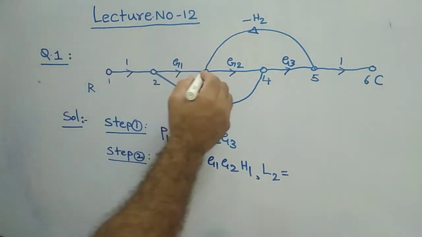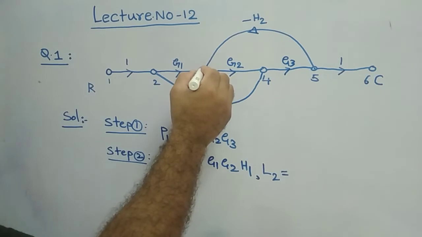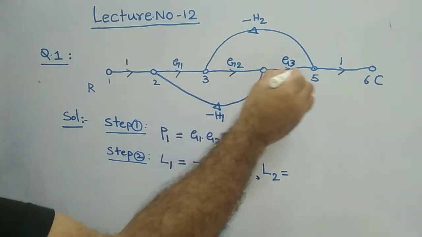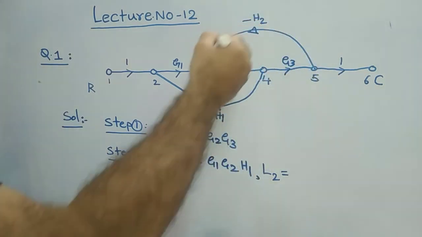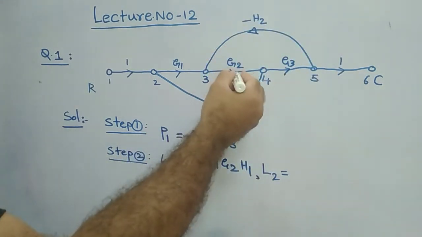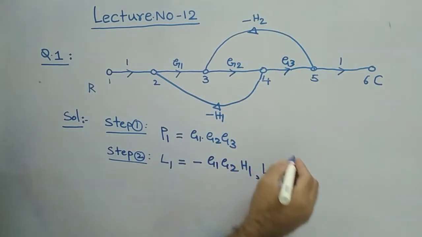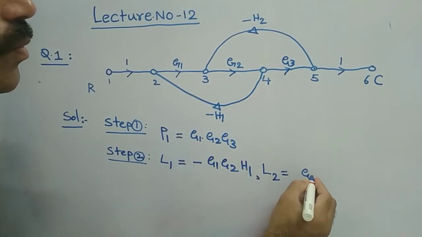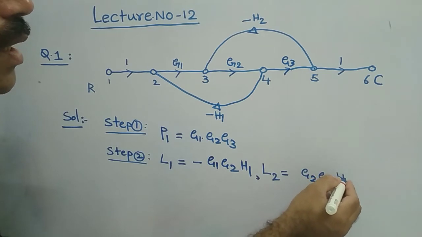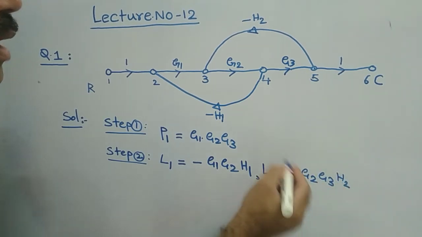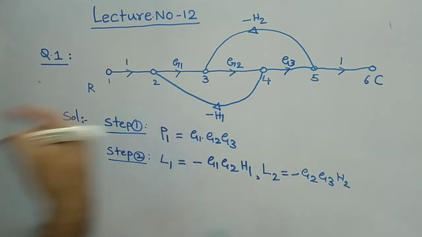What is your L2? Here. So from 3 to, it is G2, G3 and then it is coming in the reverse direction. From here, it is coming in the reverse direction like this. Therefore, it is G2, G3, H2. G2, G3, H2, take minus, as you have minus there. Therefore, minus will come in L2.